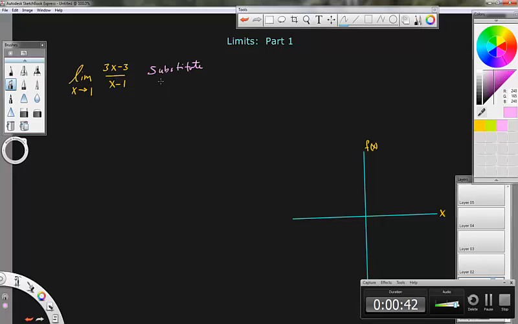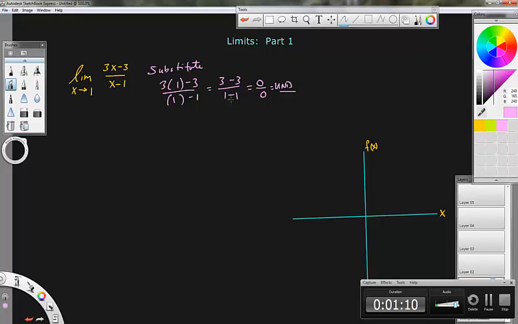Now, I think you can eyeball test this and know that it's not going to work out very well. But if I substitute 1 in for this, we're going to get 3 minus 3 on top, 1 minus 1 on the bottom, which is 0 over 0. And that is completely undefined, and that's not what we want. So we can't necessarily say that this function is undefined. Okay? So what we want to do is one of two things.